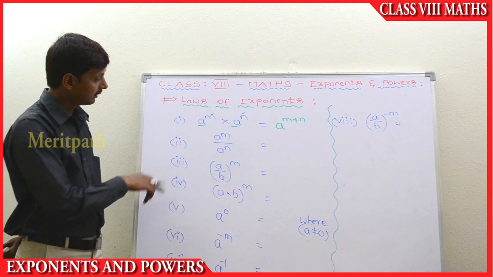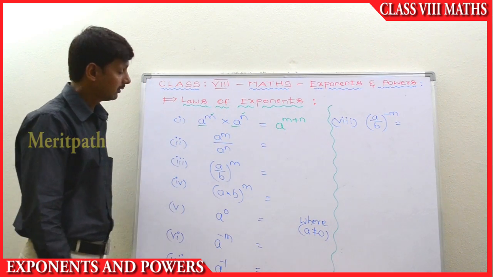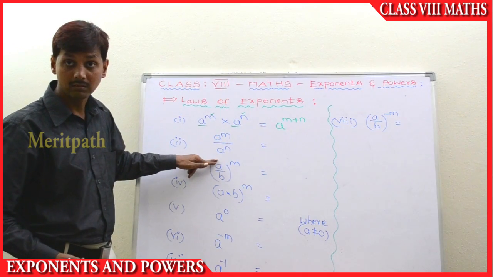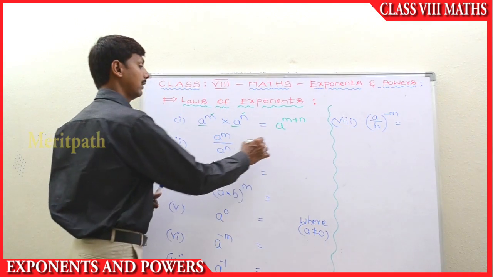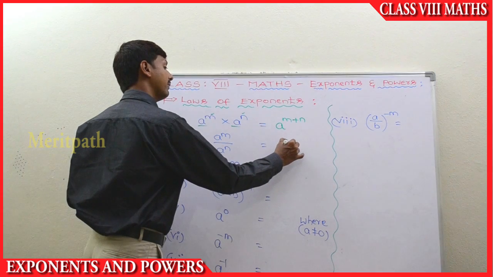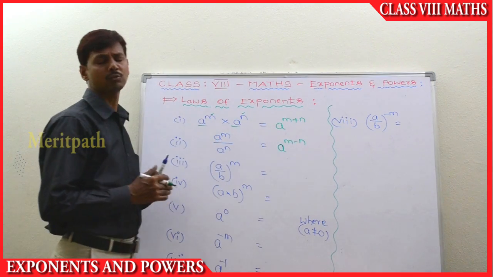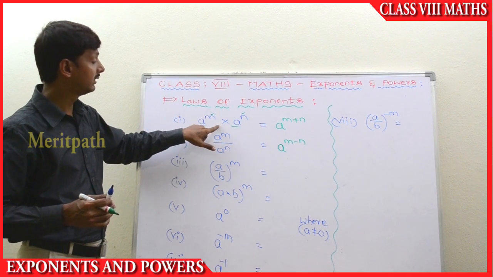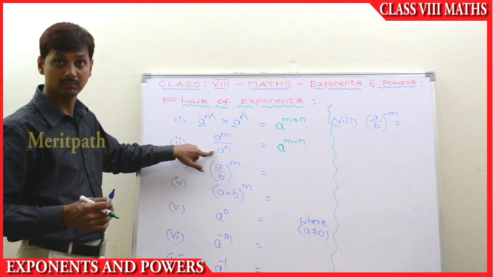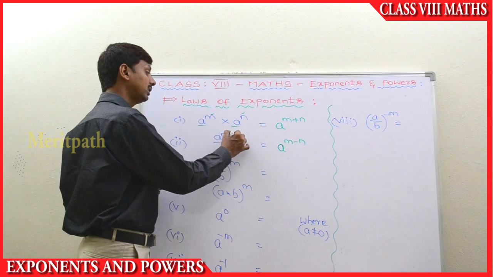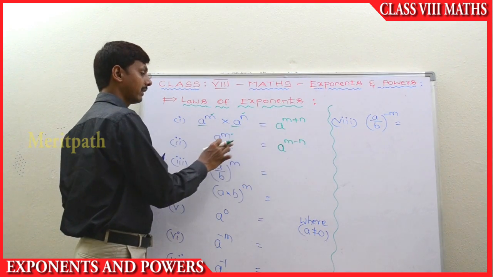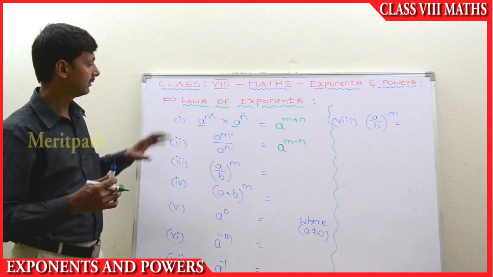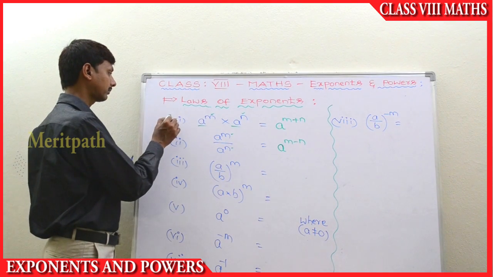So here we go to the second one. The bases are equal and they are under division. The exponents are different, and we write a to the power of m minus n. So there is a common relation between these two. They have the same base, but here multiplication, here division. When they are in multiplication, we add the exponents. When they are in division, we subtract them.